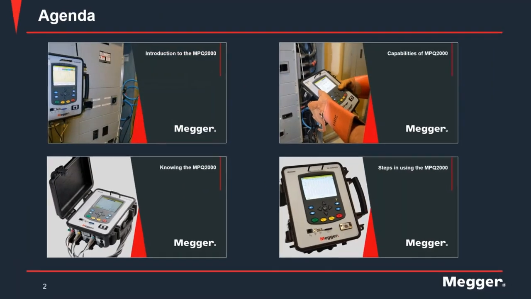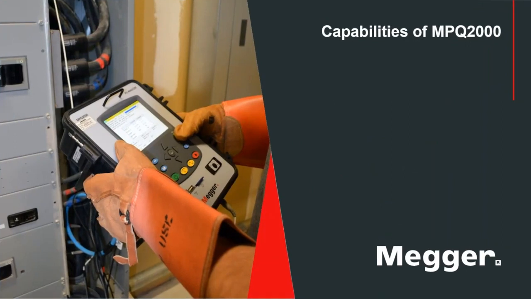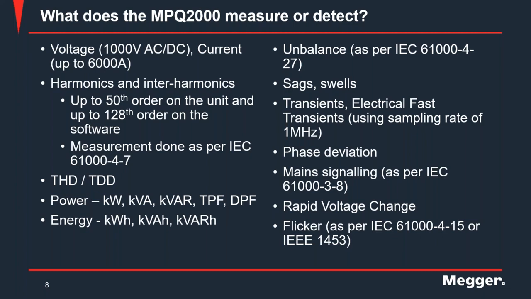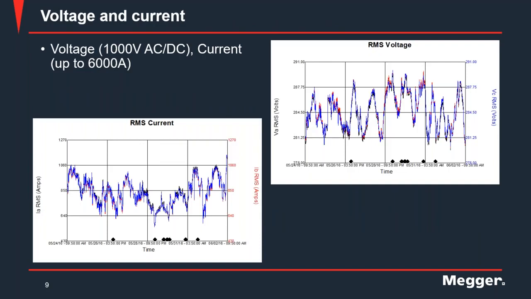Now let's get into the second section of the presentation, where we are going to look at what the MPQ2000 is capable of measuring or detecting. So these are all the parameters and events or power quality phenomena which can be detected by the MPQ2000. Let's go over these slides real quick, because Andy has talked about the theory and explained each of these topics a little bit. So let's just run through this section comparatively quickly.